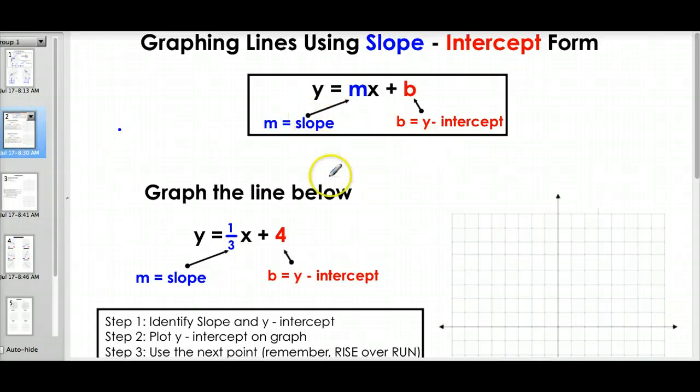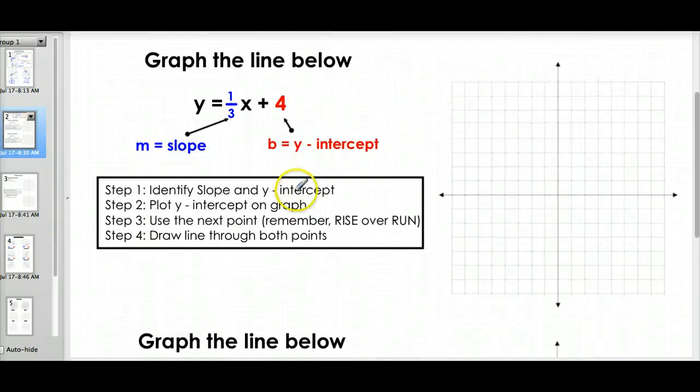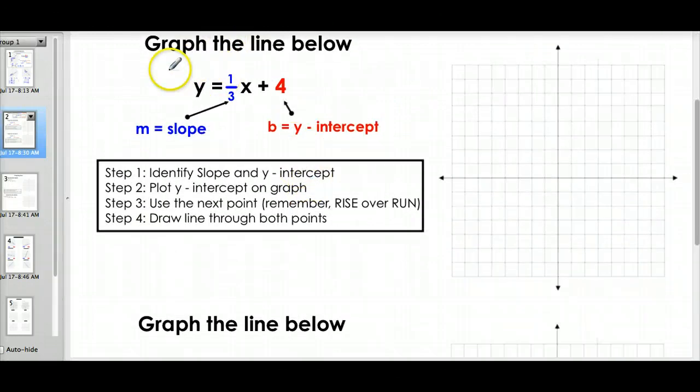Okay. Now we're going to go the other direction. We're going to look at the equation and then we're going to graph it. And all you have to remember for this is that m is the slope and b is the y-intercept. So going down, let's look at our first equation. We want to graph this line: y equals 1/3 x plus 4.